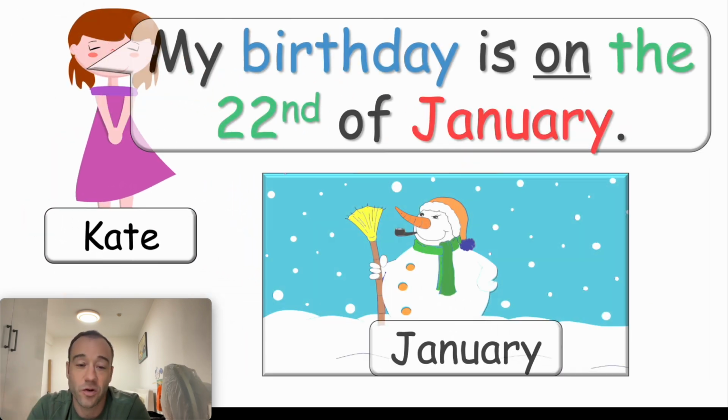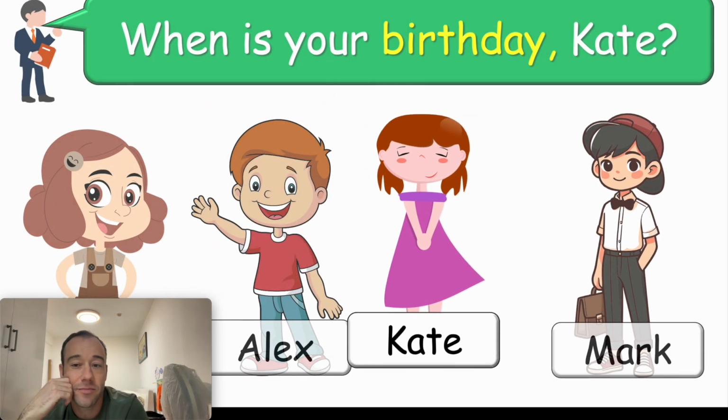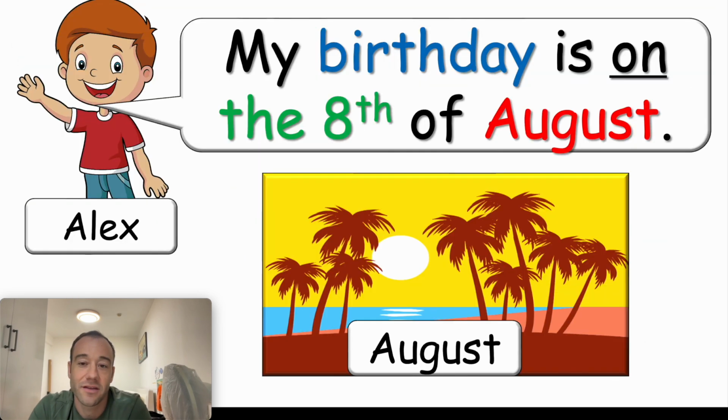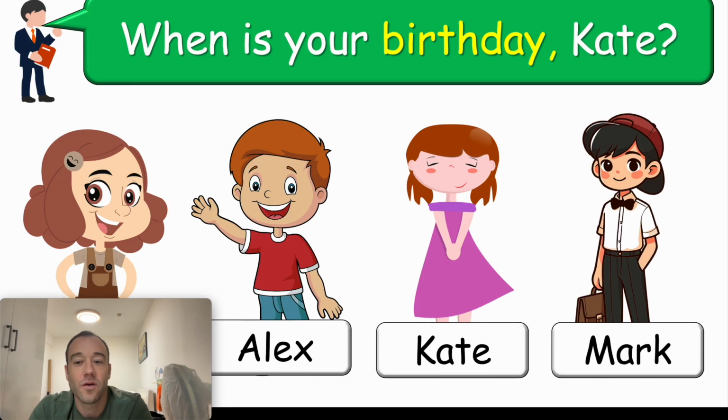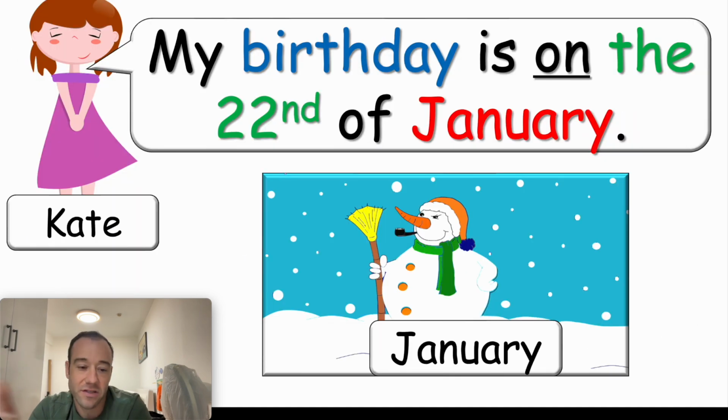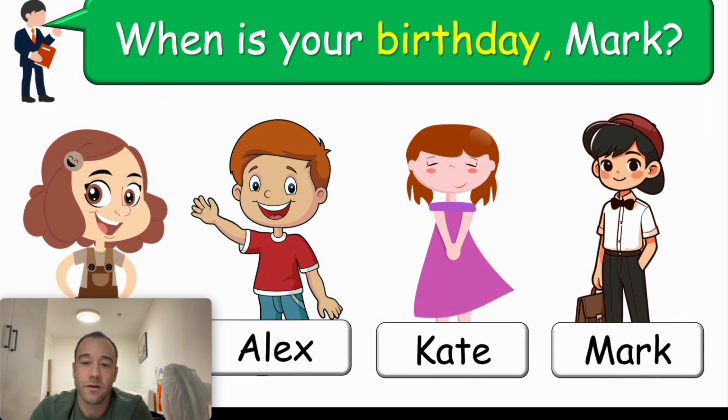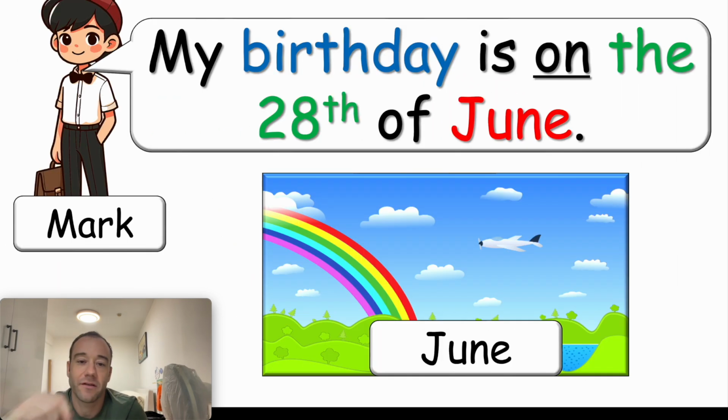And you can have them ask the question every time. When is your birthday, Kate? I have each question there. You can say, when is your birthday, Alex? He says his birthday. When is your birthday, Kate? And you can have a single student read Kate's birthday. When is your birthday, Mark? My birthday is on the 28th of June. And just see the structure as many times as they can.